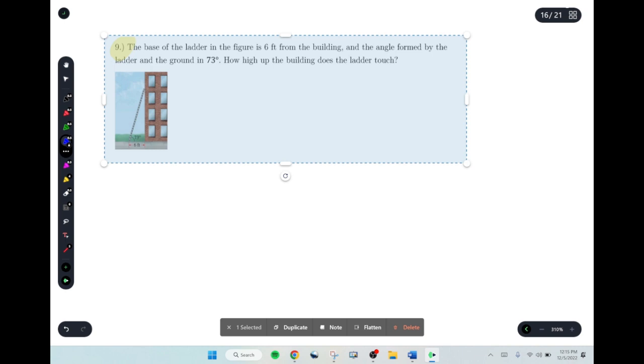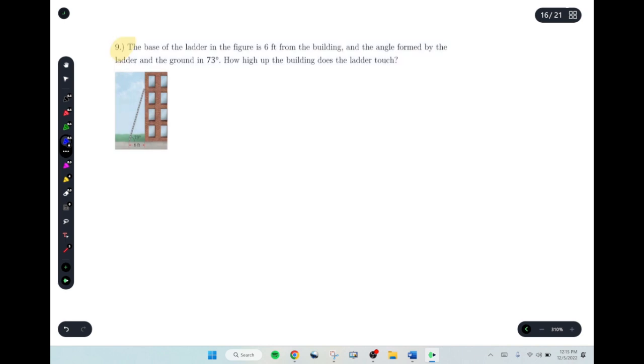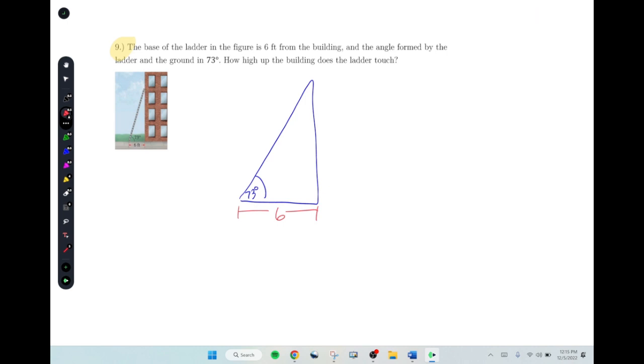Okay, sorry. You got a ladder. It's leaning. It makes a triangle. Let's break this down and get rid of all the things that are confusing us and just draw the triangle. We've got 73 degrees. We've got 6 feet. Do we know anything else? That's super actually helpful. Oh, shoot. That's kind of nice just to solve the whole thing.